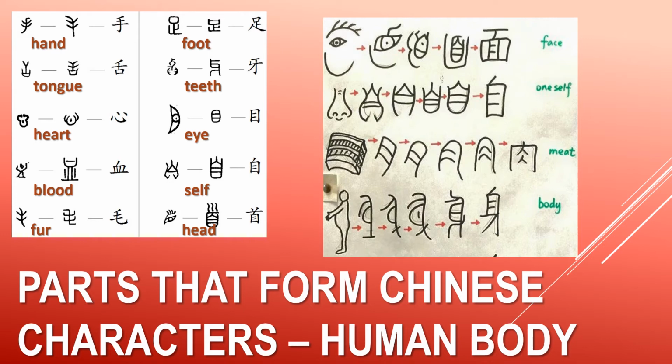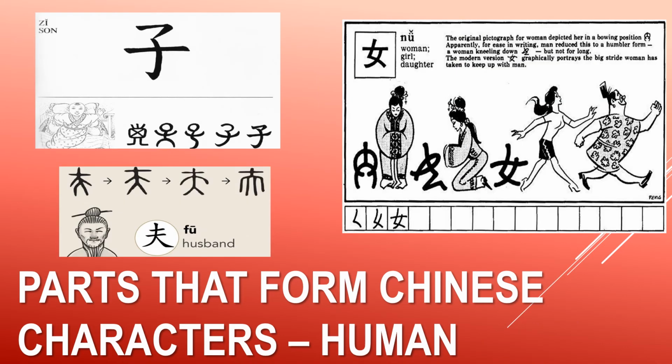These are the examples of characters of human body parts like hand, foot, tongue, teeth, heart, eye, blood, self, fur, head, face, meat, and body. These are the examples of characters of human, like son, husband, and woman.